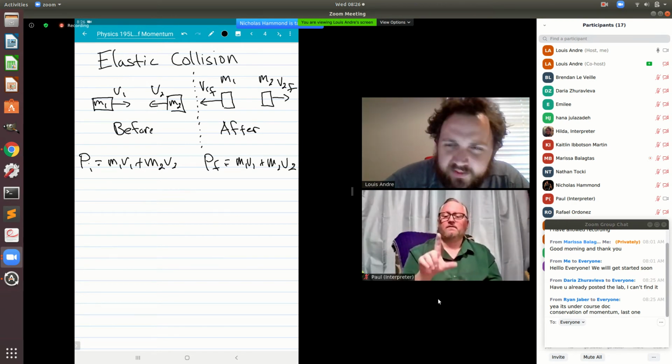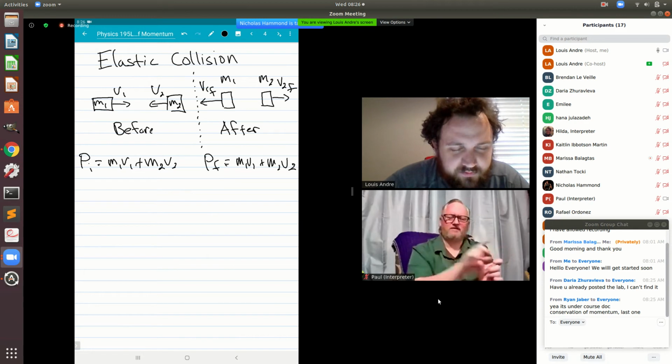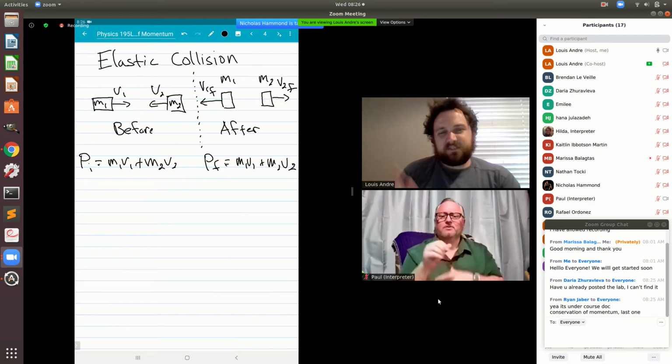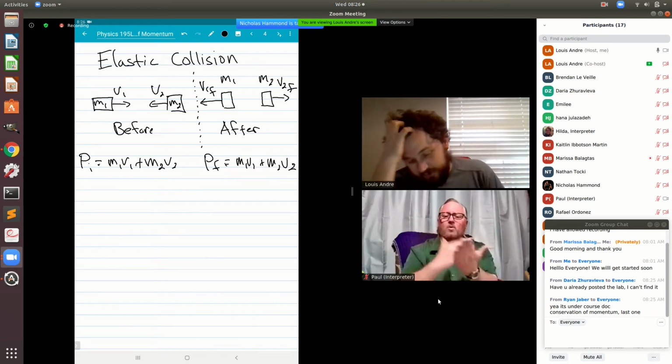If you're having problems finding the lab, it should be under course documents in the very bottom list. I find the PDF one is the best. I don't have to, unless you want to type inside of there.